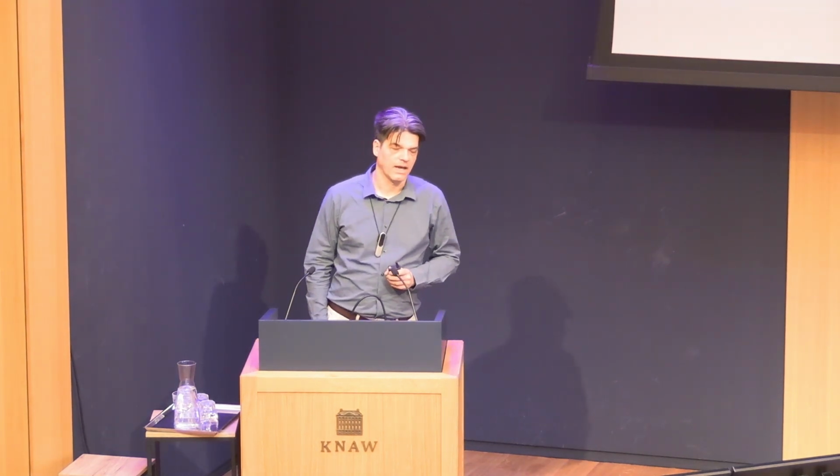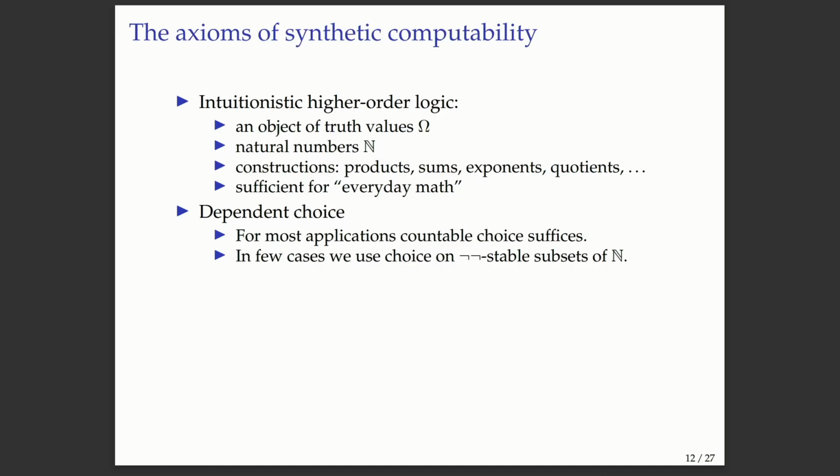So one specific axiom that we need is dependent choice. But here I should say two things. Actually, in most applications, we only need countable choice, so choice for countable families of sets. In a few places, we need slightly stronger choice, which is choice of not stable subsets of natural numbers. This is a technicality that I don't want to get into. I can just tell you that I only used this once, which was to prove the synthetic version of the KLS theorem. All maps are continuous. There I needed it. I didn't see a way around it.